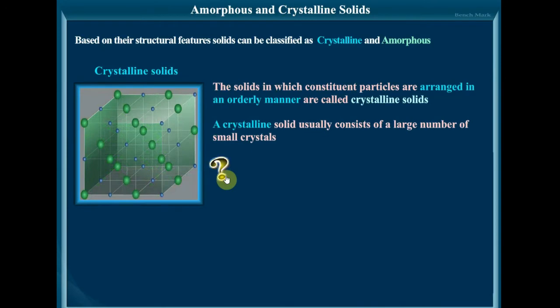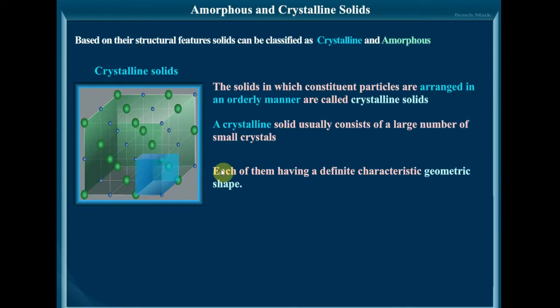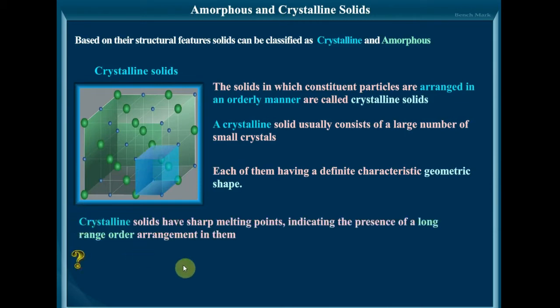A crystalline solid usually consists of a large number of small crystals. Each of them has a definite characteristic geometric shape. A crystalline solid has a definite characteristic shape. Crystalline solids have sharp melting points, indicating the presence of long-range ordered arrangement in them. That is, when a crystalline solid is heated slowly, the temperature rises gradually until it reaches the melting point.